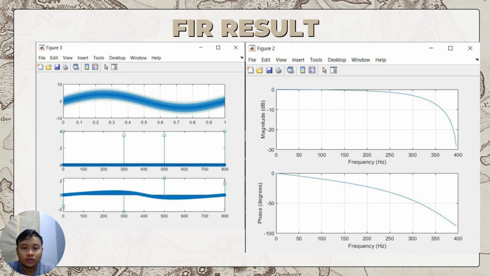Okay, next, we also get the FIR result for this simulation. In this result, we also get the graph of magnitude versus frequency and phase versus frequency. And this is also a good result for the FIR filter.